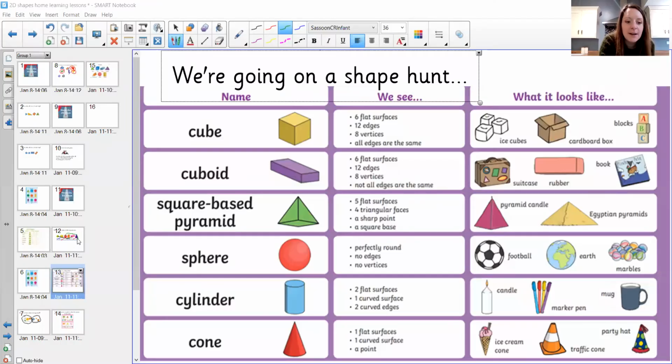Now, you don't want to watch me on a shape hunt all day, you want to do it. So I'd like you to go around your house and find some 3D shaped things. When you've found them, you might want to have a photo or draw a poster of the things you have found. So I'd like you to have a look, okay, and see what you can find around your house that is a 3D shape, and see if you can make either a poster or a photo.